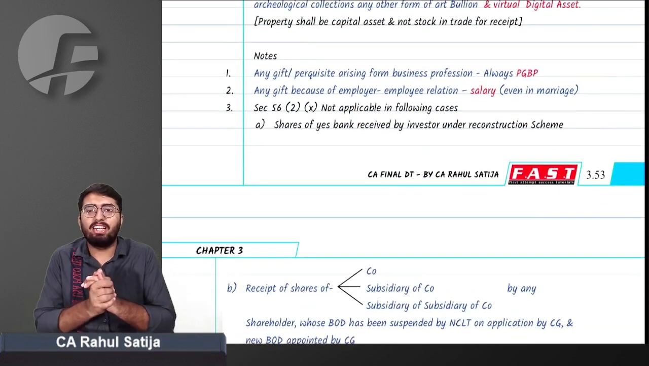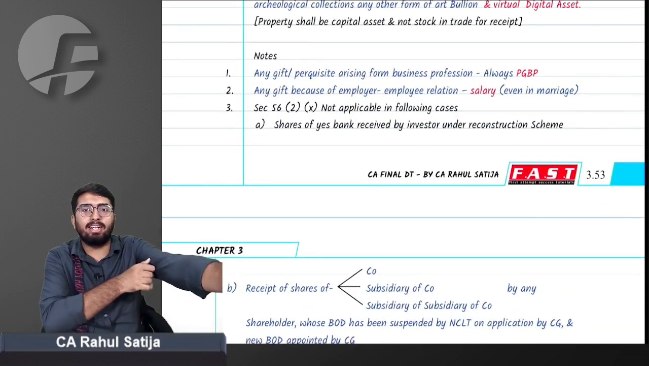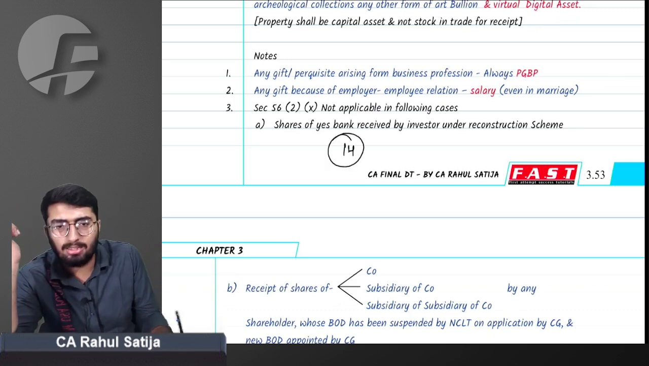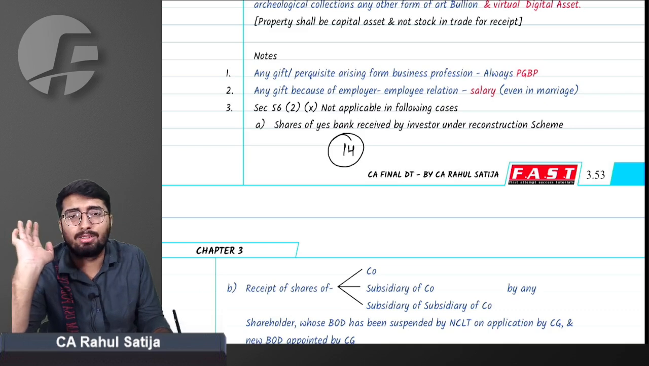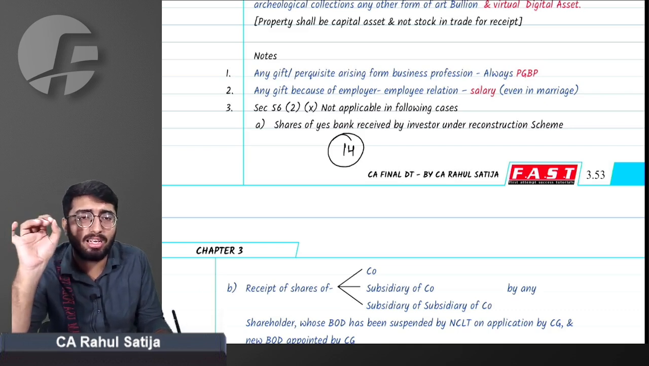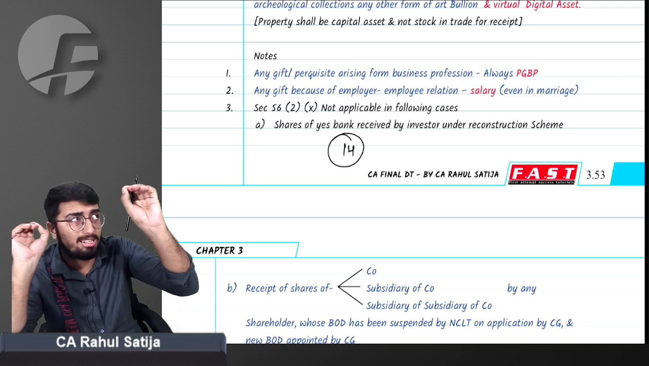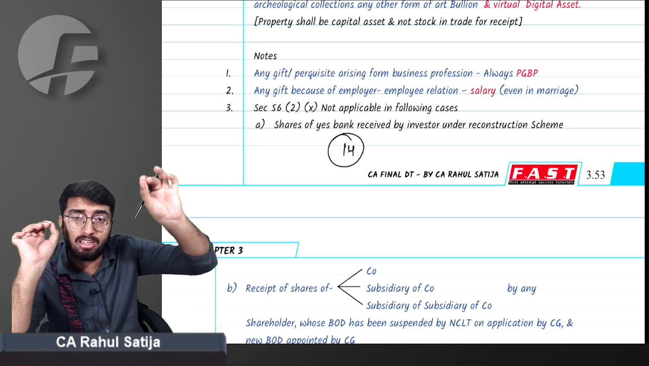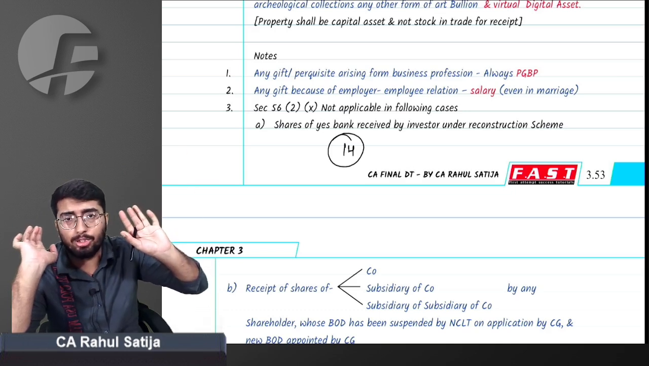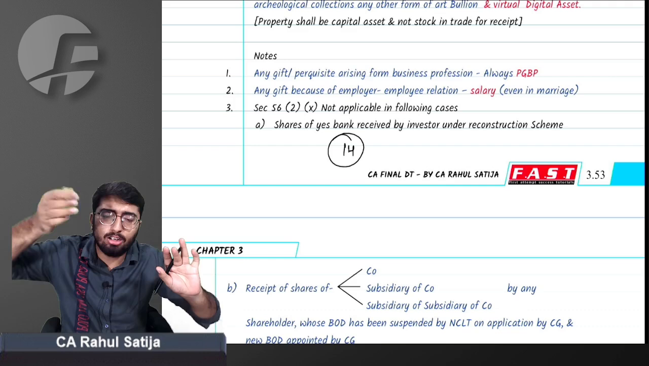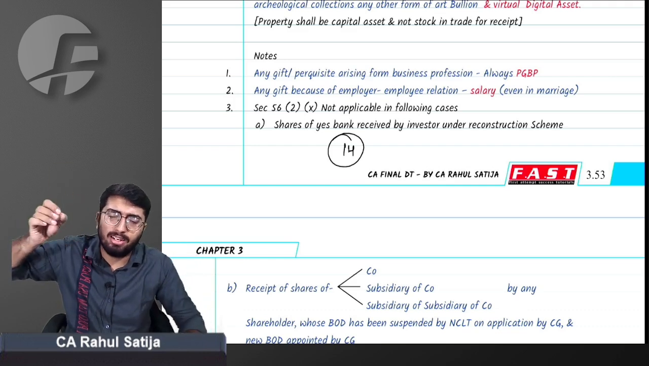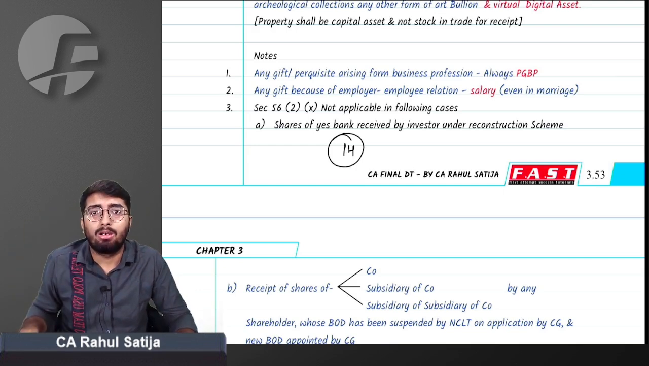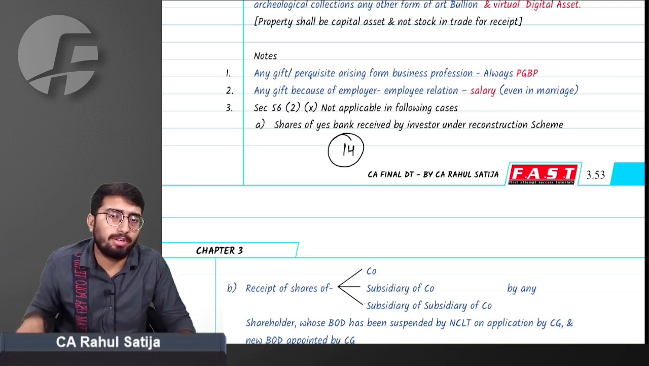First of all, whenever shares of Yes Bank are acquired at the time of a reconstruction scheme. For example, Yes Bank shares were trading at 14 rupees, but it was about to go bankrupt. It was at a position of liquidation. To rescue that bank, its management was required to be taken over. That company necessarily had to be sold to protect it from liquidation.